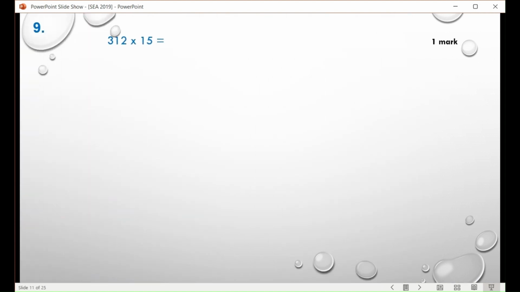312 multiplied by 15. And there are quite a few different ways to do this. So let's recall that when we're thinking about multiplication, it is the same idea as what we have done in geometry in finding the area. So if we consider we have a rectangle where one side, the shorter side, we can say that's 15, and the longer side will be 312.